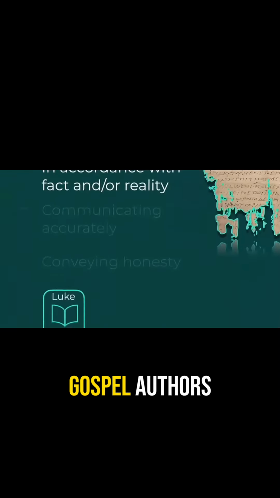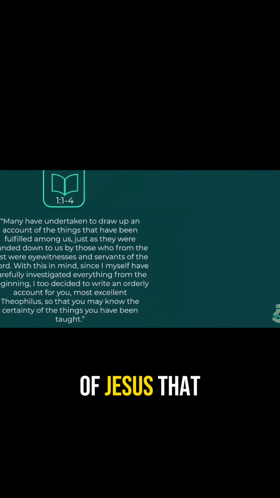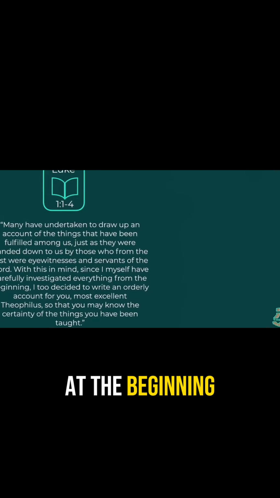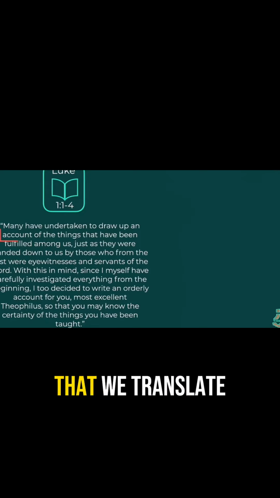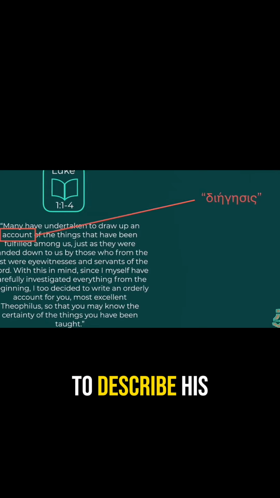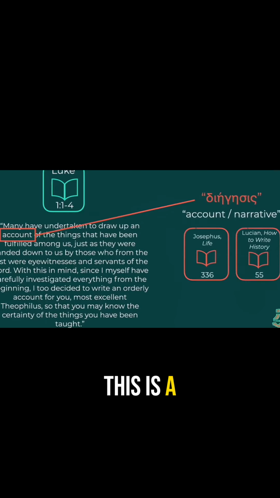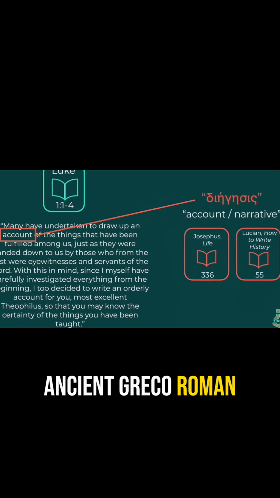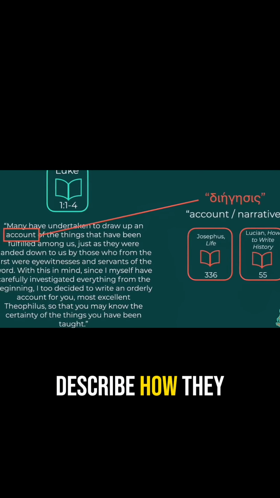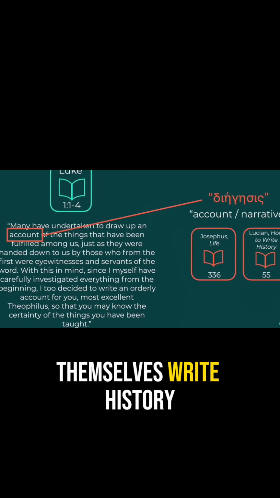Luke, one of the gospel authors, wrote a biography of Jesus that we refer to as the Gospel of Luke. And in it, he outlines his purpose statement right at the beginning. Luke uses a word there that we translate as account or narrative to describe his book. This is a word that other ancient Greco-Roman historians use, other writers, to describe how they themselves write history.